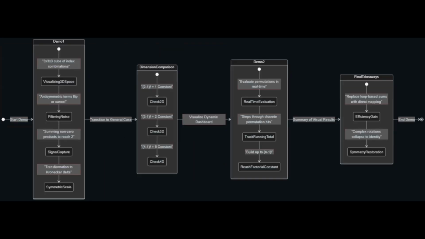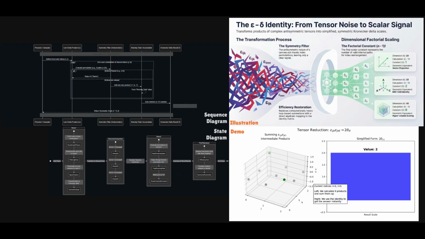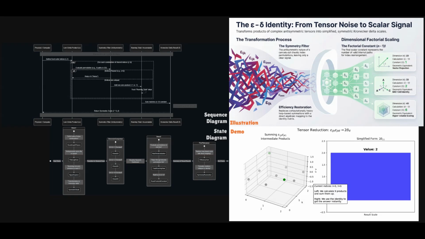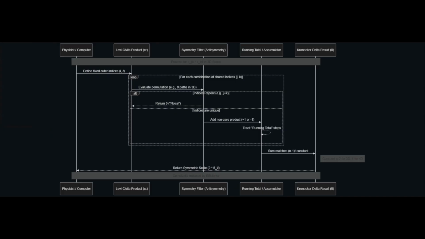Achieving efficiency. The final step of the sequence shows the transition from a complex series of flips or rotations to a straightforward identity or scaling operation. This effectively replaces a loop-based process with a direct result, significantly increasing computational and analytical efficiency.